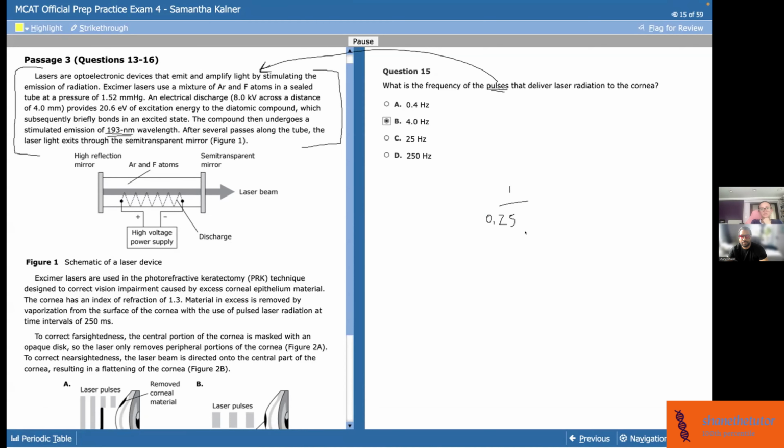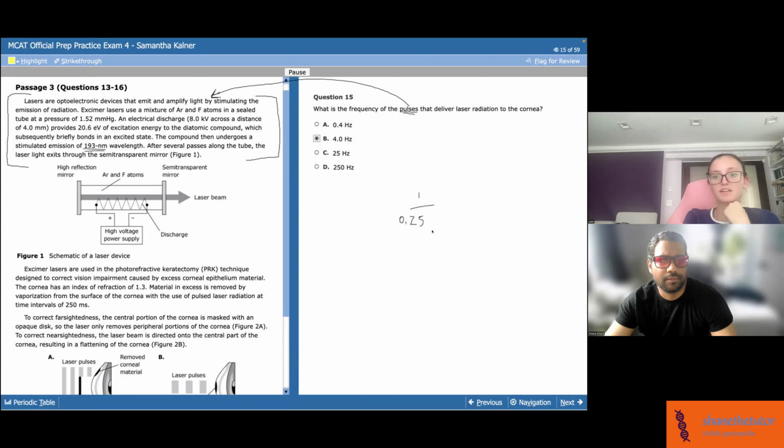What is the frequency of the pulses that deliver laser radiation to the cornea? So then we know that we're looking at this part of it, not at this. So I guess that's the first mistake that I made: as soon as I saw frequency, I went to the wavelength, because you said when we first started doing this passage, when you have the wavelength, what can you calculate? And you can calculate the energy and the frequency.